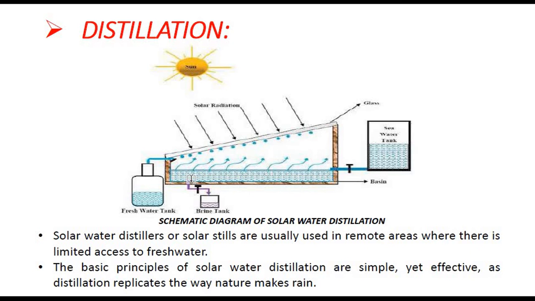Most stills need to be about 6 square meters in size to produce enough water for a single person for a day. So for a single person's use, the still must have an area of 6 square meters, and multiple solar distillation systems are required to produce a large quantity of distilled water. So a number of single units are required for producing more distilled water.